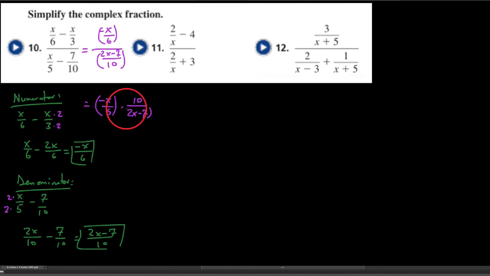So with what we get here, let's go ahead and multiply these straight across. It looks like we get a negative 10x on top, and on bottom we get 6 times 2x minus 7. And of course, because we noticed that our negative 10 here and our positive 6 have a common factor of 2, we would divide both by 2 here. And what we end up with is negative 5x over 3 times 2x minus 7.